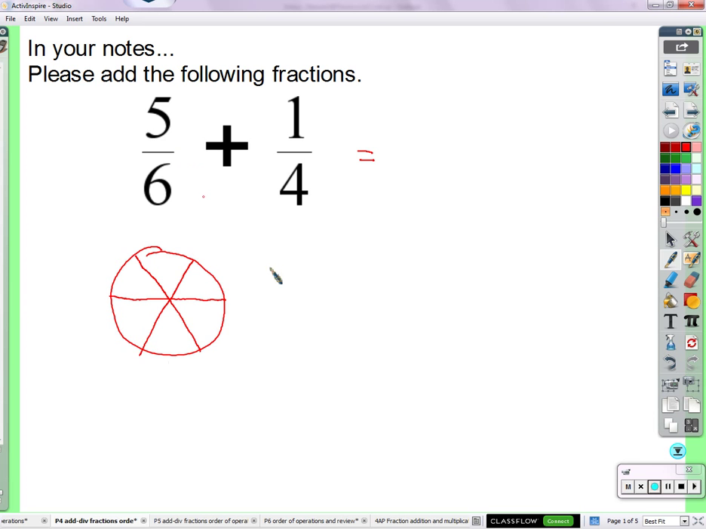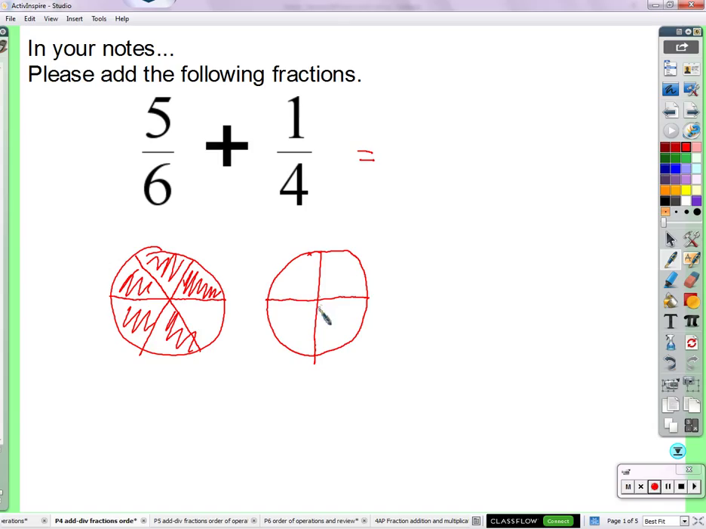So there's sixths. This thing is cut into six pieces. A sixth looks like this, and we have 5 of them. 5 sixths. All right. Now, let's look at another identical pie, and we'll talk about fourths. There they are. There's 4 fourths. We want to talk about just one of them. 1/4.